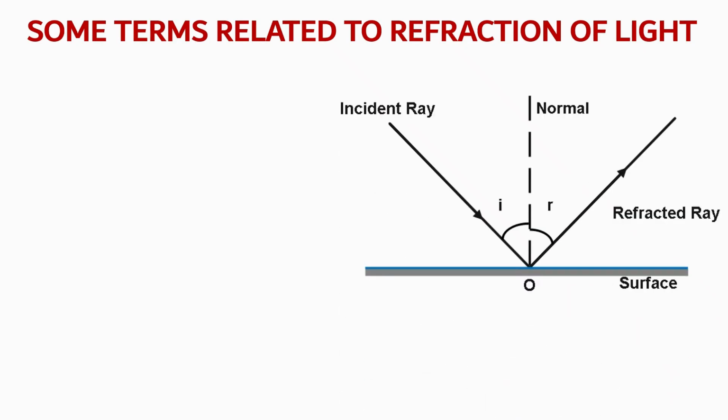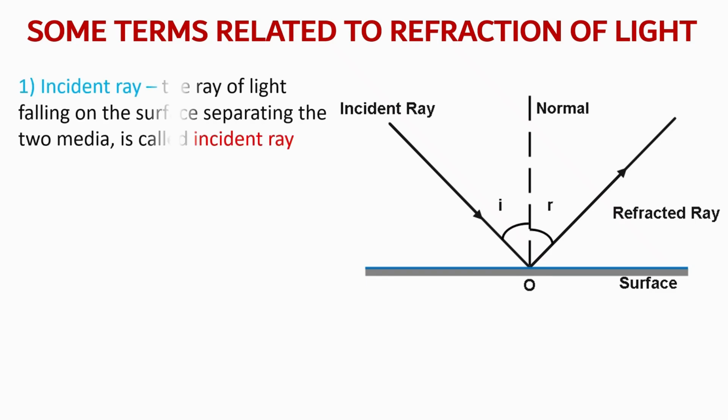Next, let's learn about some terms related to refraction of light. Time and again I've been saying incident ray, normal, refracted ray, etc. But what are all these? Let's learn about them in detail.